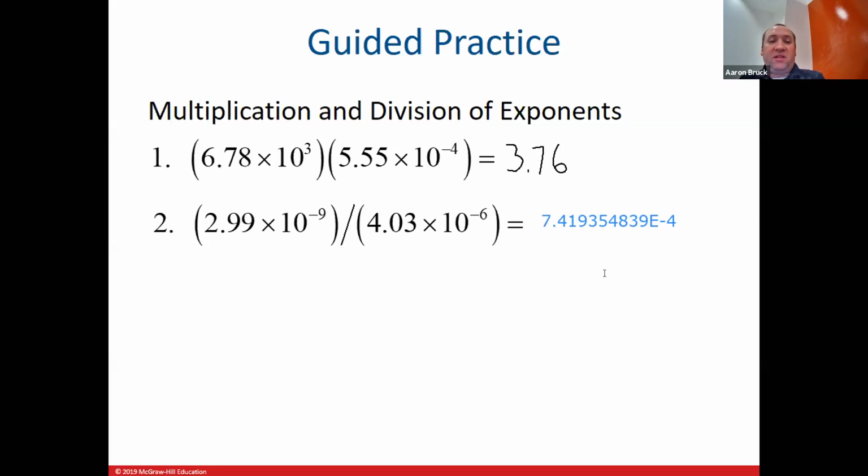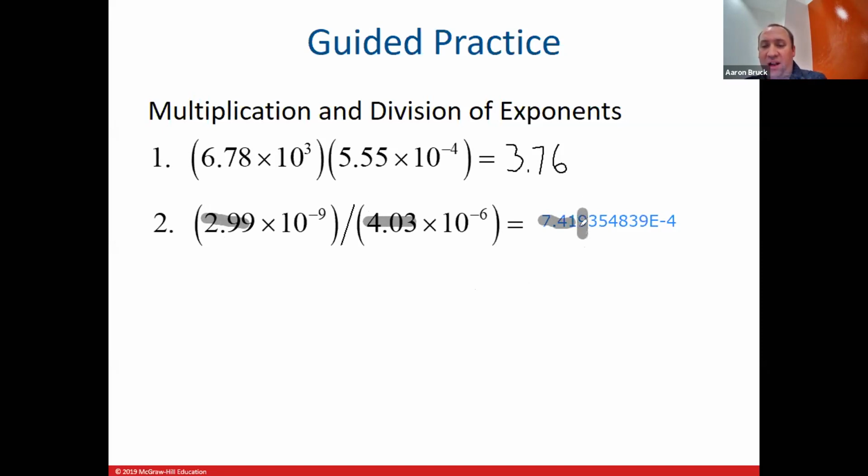Same kind of thing that we saw in the first problem, though. Significant figure rules do apply. I have 3 significant figures in this measurement, 3 in this one. So I'm only going to have 3 in this one as well. That means the 7, the 4, and the 1 are significant digits. Everything else is not.